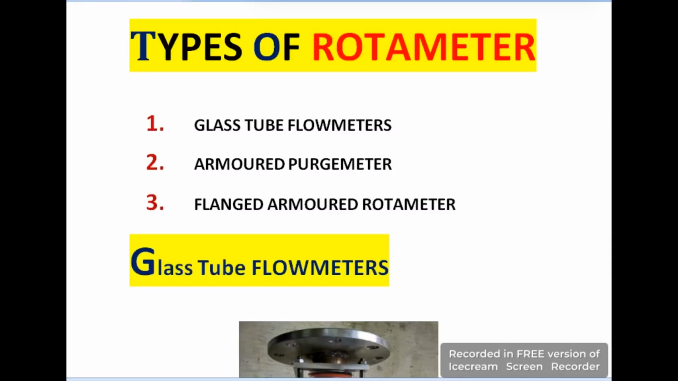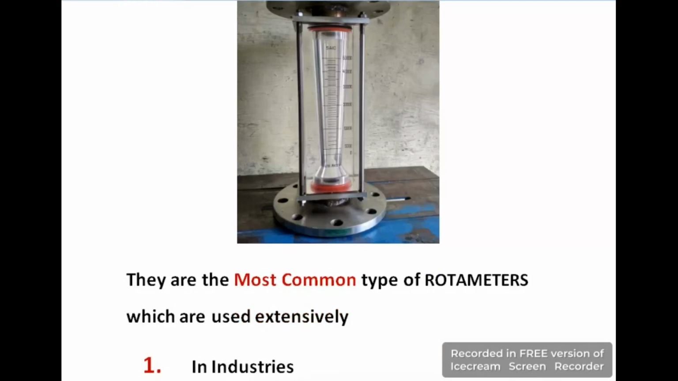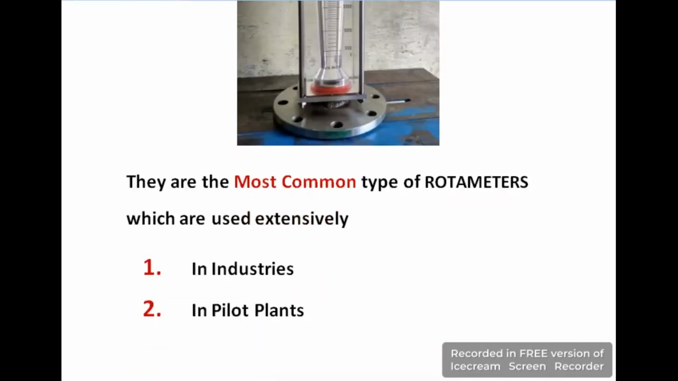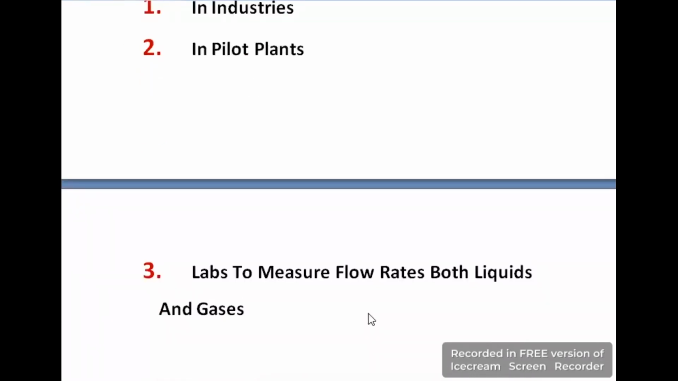Now I will briefly tell you about the rotameter types. The first one is the glass tube flow meter, the second one is the armored purge meter, and the third one is the flanged armored rotameter. Here you can see a glass tube flow meter, or you can say it's a rotameter. These types of rotameters are used in industries, in pilot plants. Pilot plants are used in research. These are also used in labs to measure flow rates of both liquids and gases.